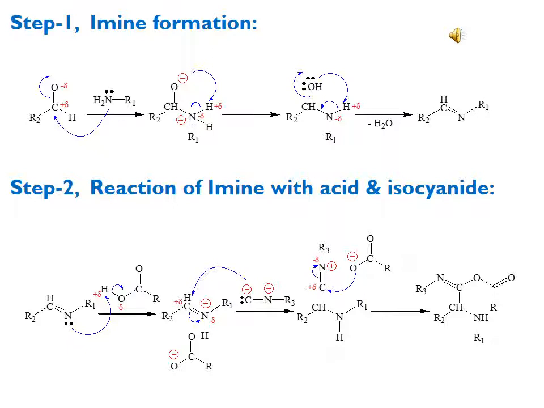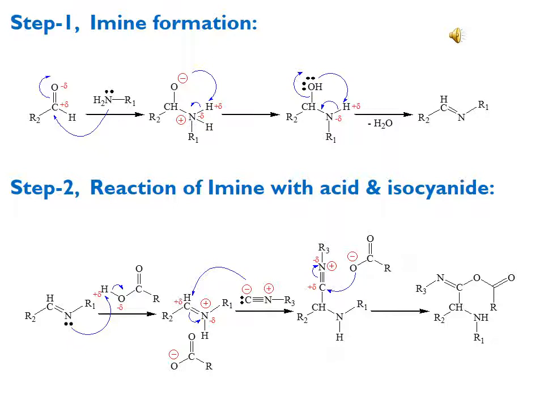In the second step, reaction of imine with acid and isocyanide. The imine is now treated with the carboxylic acid and is protonated. The lone pair of nitrogen of this imine moiety attacks the hydrogen of the carboxylic acid functionality, and oxygen gets the negative charge. So we get the product in which nitrogen is protonated and is written with positive charge due to 4 bond formation, and this positive charge is counterbalanced by the negative charge of the carboxylate anion.